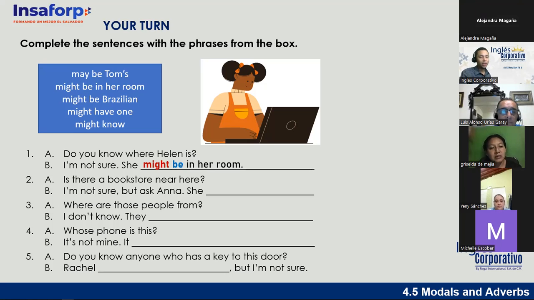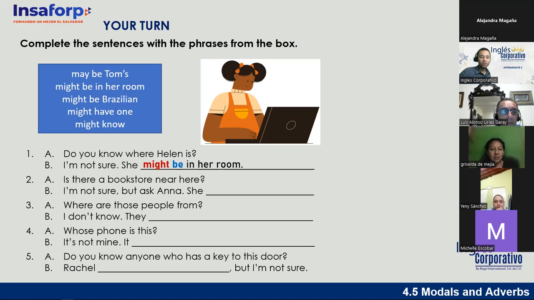Now, I have a question. The person who answered, o sea, no me refiero a Michelle, sino a la persona en la conversación. The person who answered, does this person know for sure where Helen is? Is this person sure about that? What do you think? ¿Será que esta persona que contestó estaba segura acerca de dónde estaba Helen? No, she was not sure. When she said she might be in her room, this person is expressing a possibility only. Only that. Maybe she is there. Tal vez. Okay. Maybe. Very good.